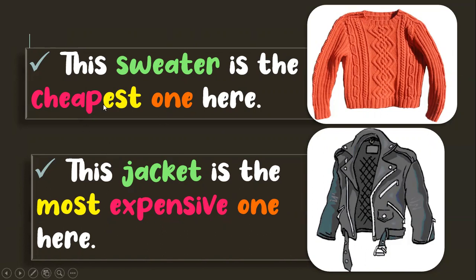So remember that when the adjective has 1 or 2 syllables, you should use the EST or IEST at the end of the adjective. But if the adjective has more than 3 syllables, you should write the word most before the object. Okay, let's see. We continue.